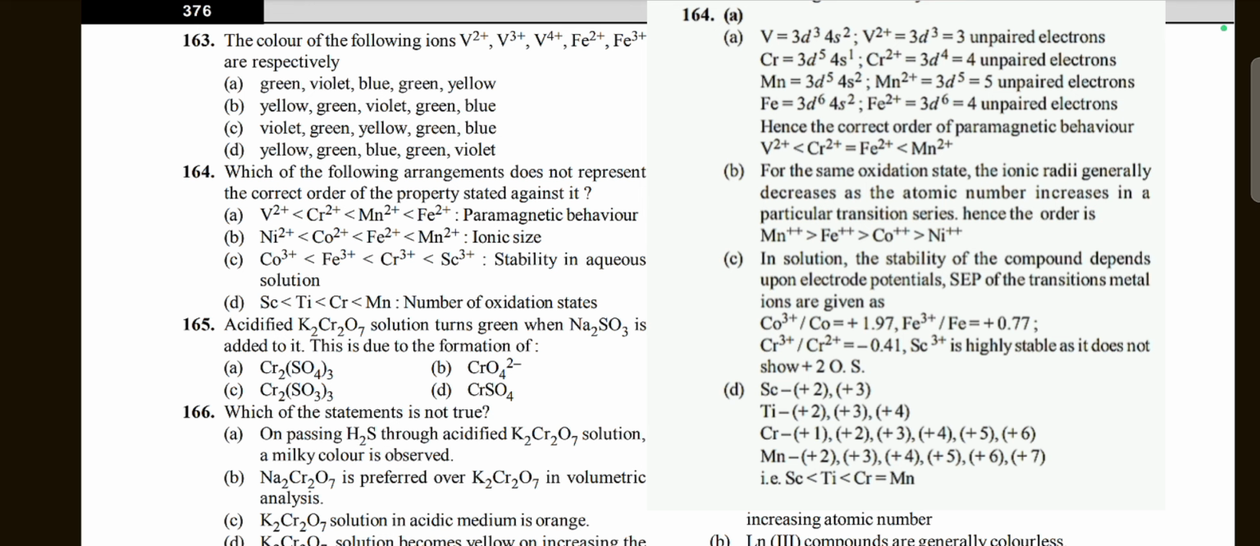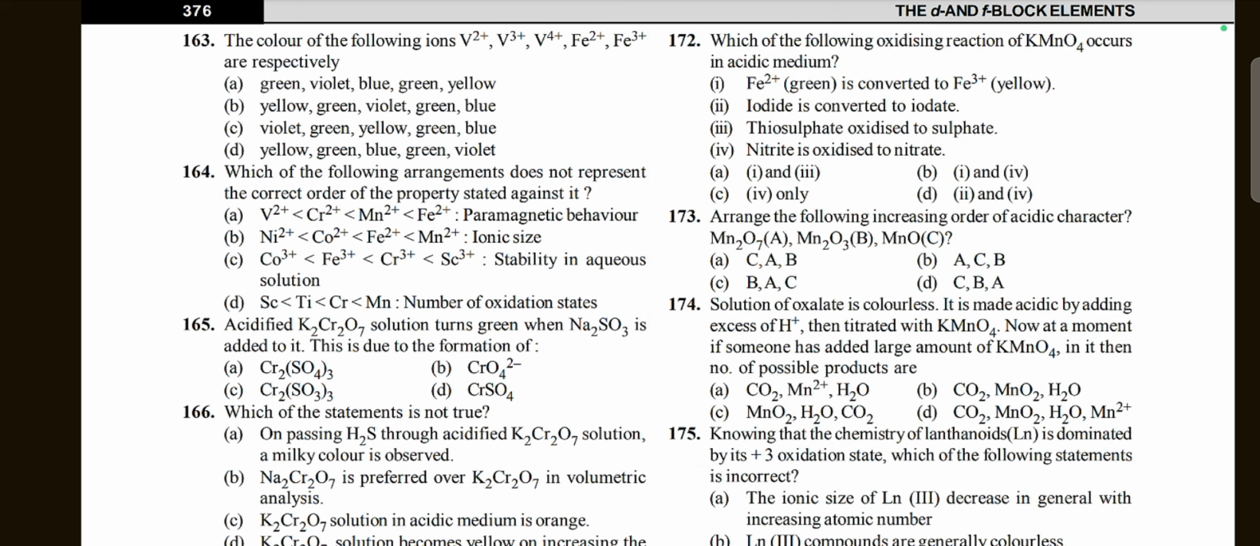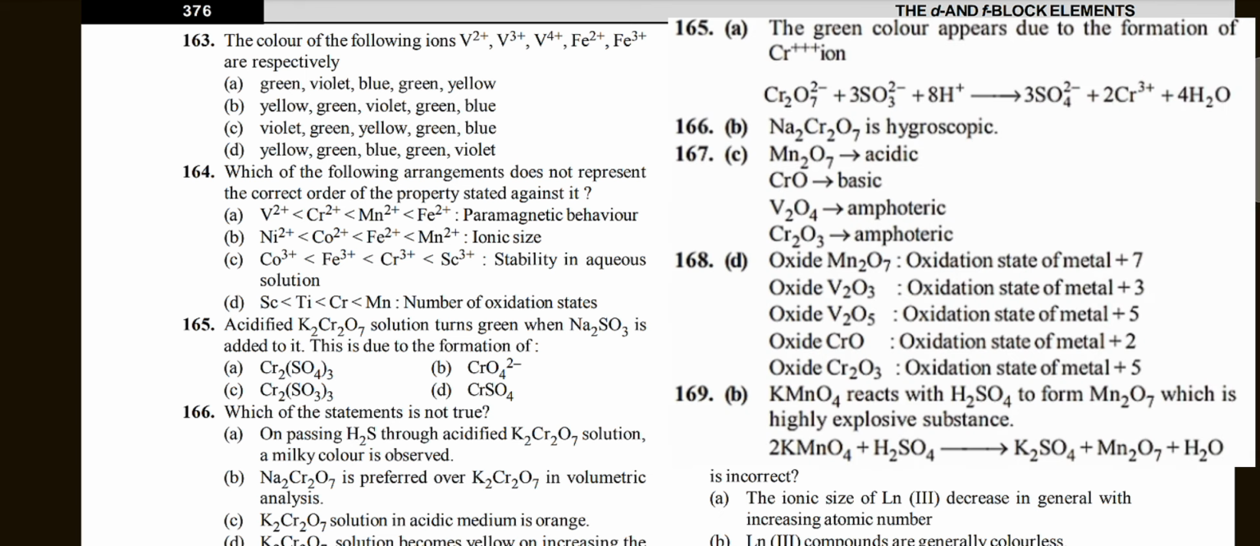So option A is incorrect. Acidified K2Cr2O7 solution turns green when Na2SO3 is added to it. This is due to the formation of Cr2(SO4)3, option A. And the reaction is Cr2O7 2- plus 3SO3 2- plus 8H+ gives 3SO4 2- plus 2Cr3+ plus 4H2O.